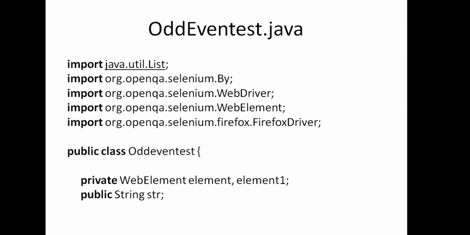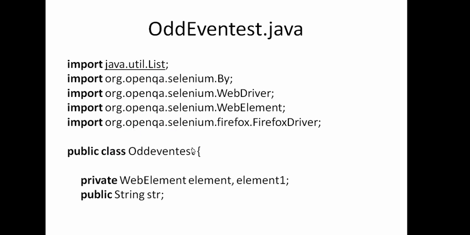Now for that web application, which has an odd and even sort in a JSP, we want to carry out the testing. In order to carry out this testing in Eclipse, we have to create a Java project, and in the Java project we will add a class OddEvenTest.java. This OddEvenTest.java class will be doing the testing part.